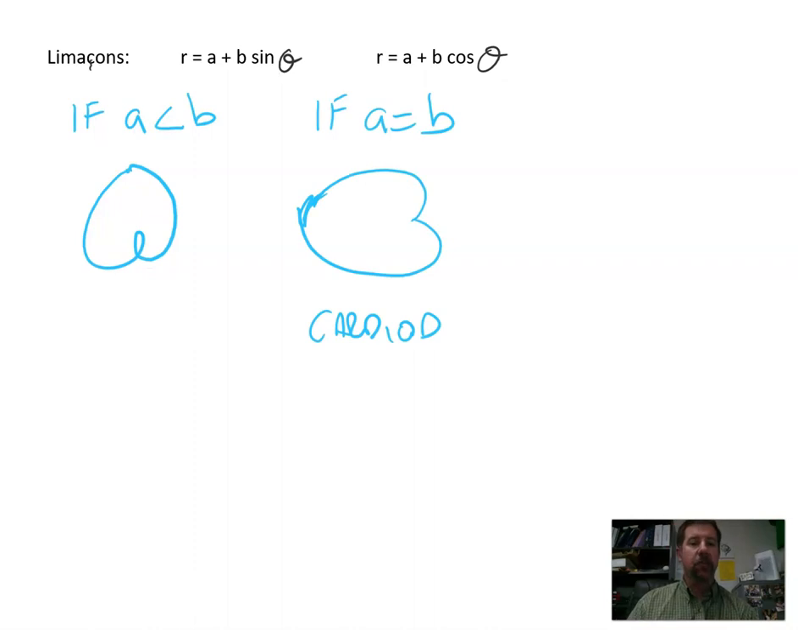If A equals B, then you get a heart-shaped graph, which has a special name. We call it a cardioid function. And again, if the heart's going left and right, now that's a cosine cardioid. So that's kind of how we can tell the difference between sines and cosines.